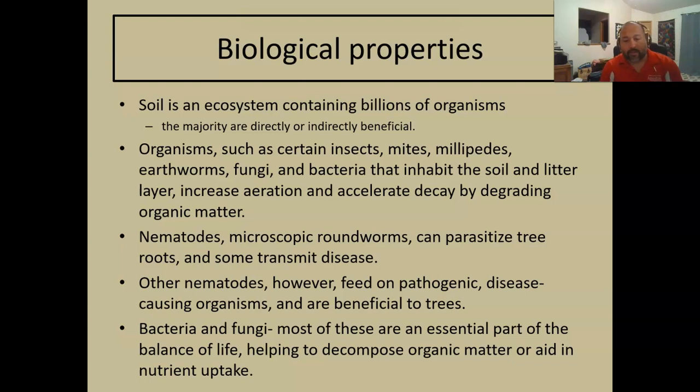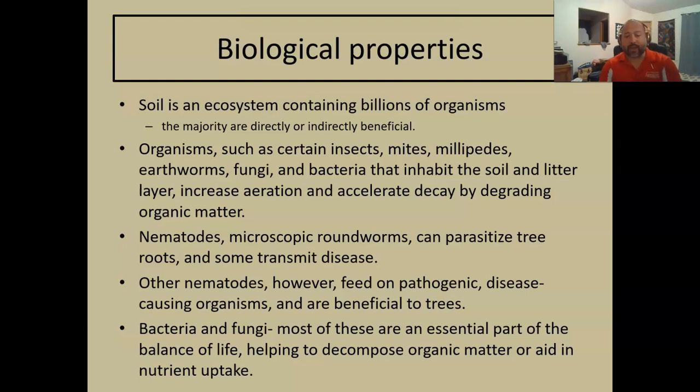You also have nematodes, microscopic roundworms. Those can parasitize tree roots and sometimes transmit disease. So like we said, the majority are beneficial. Some things in the soil aren't as beneficial, but then again, that's some nematodes. Other nematodes, however, will feed on pathogenic and disease-causing organisms and are beneficial to the tree, because they go and find things that are doing bad stuff to the tree and they actually eat them.